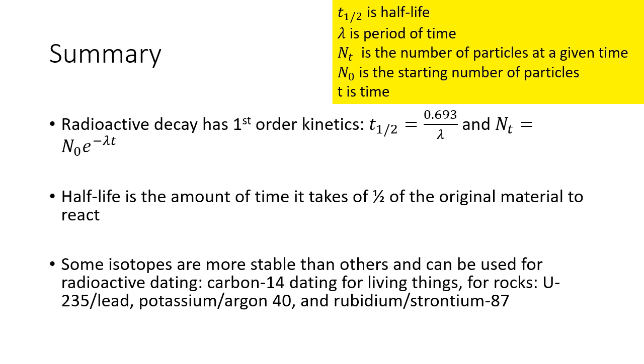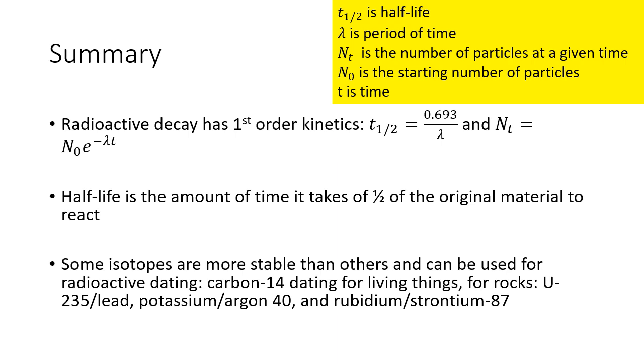To summarize, radioactive decay has first order kinetics, where T1/2, the half-life, is equal to 0.693 over lambda, which is the decay constant. If you want to calculate how much you have left at any given period of time, the amount of stuff at that time is equal to what you started with times e to the negative lambda times time. Half-life is the amount of time it takes for 1/2 of the original material to react or to be gone.